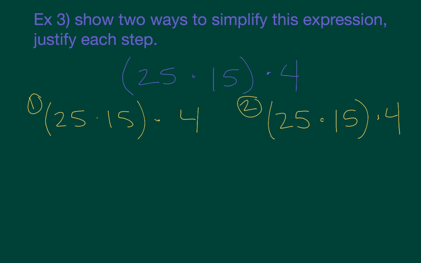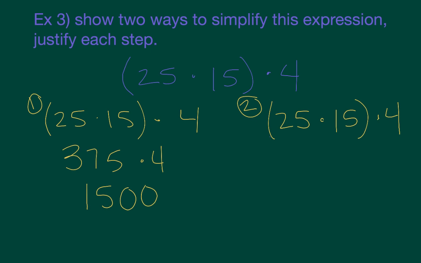Alright, let's look at step 1. Step 1, of course, is just solving it like we normally would solve the equation. Parentheses first, we do 25 times 15, which is 375 times 4, which is 1,500. But we learn with the associative property that no matter how you move your parentheses, you can still solve it the same exact way. The answers are still going to be the same exact.